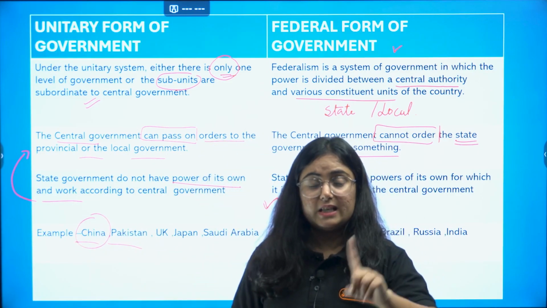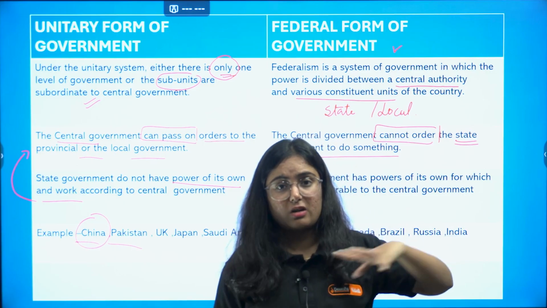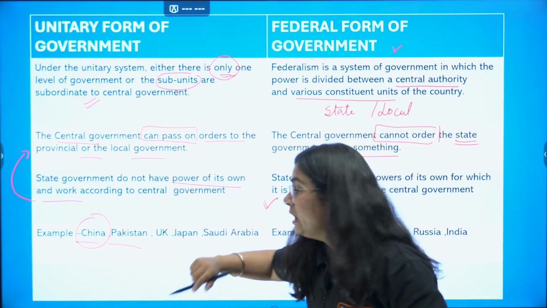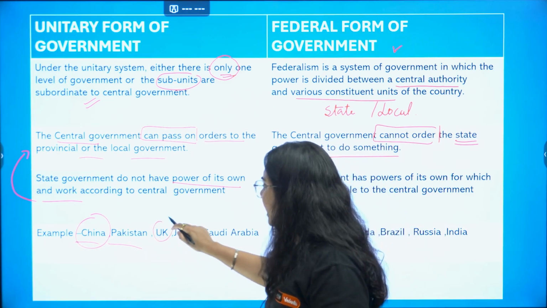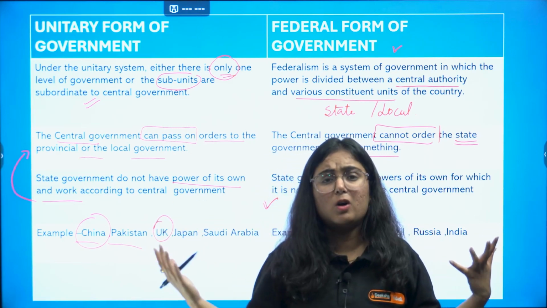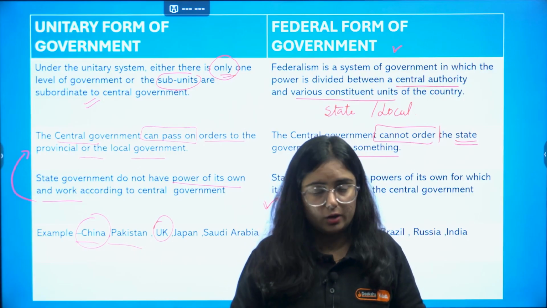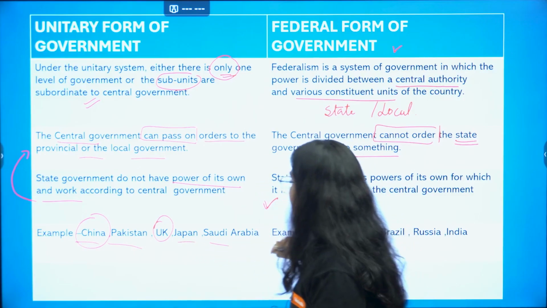You might have seen in class 9, according to that structure, you can get the points on why they are adopting this unitary form of government. Then Pakistan, United Kingdom. The United Kingdom is unitary because they wanted their English parliament to be more powerful than anything in the world. Same with Japan and Saudi Arabia.